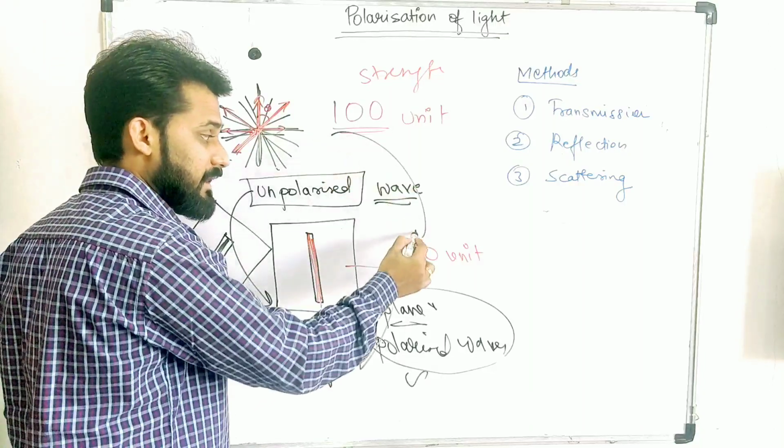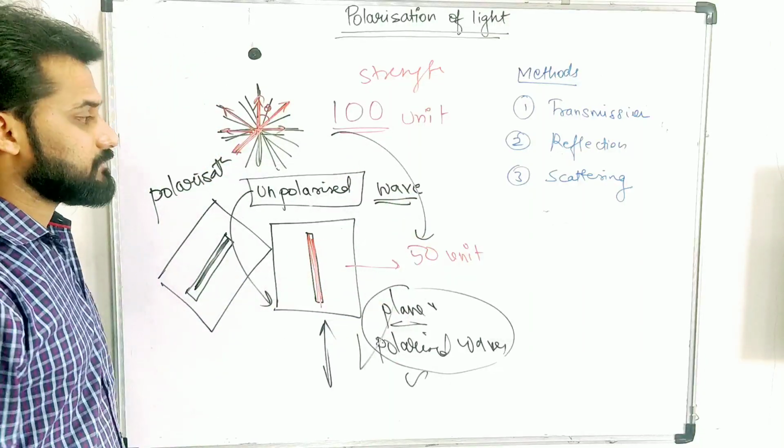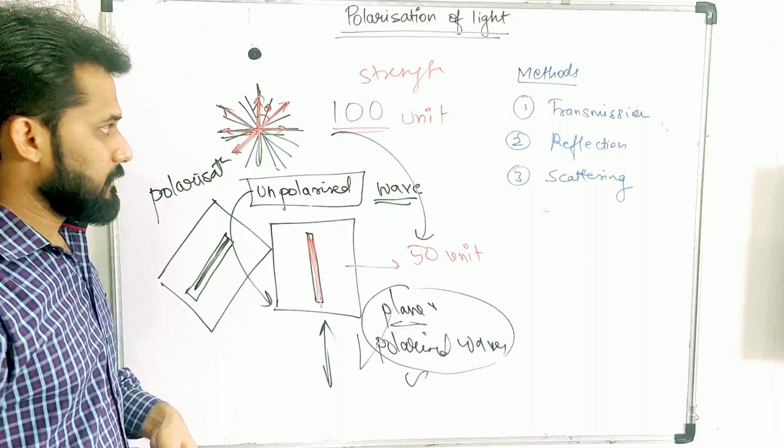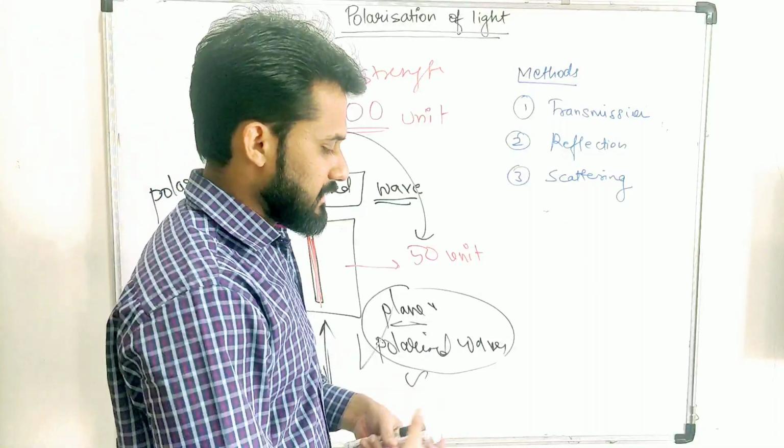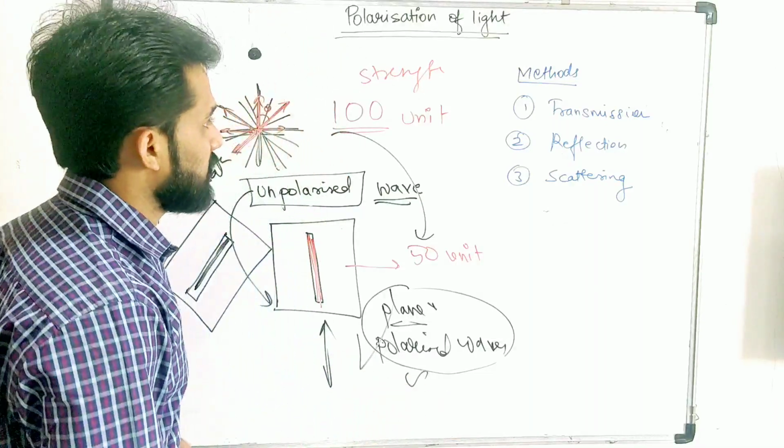Intensity drops to half, very important, intensity drops to half. Now see, इसमें थोड़ा we will go in details now. In polarization, further what happens?